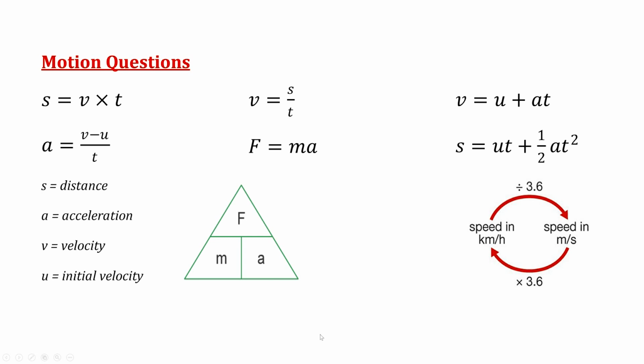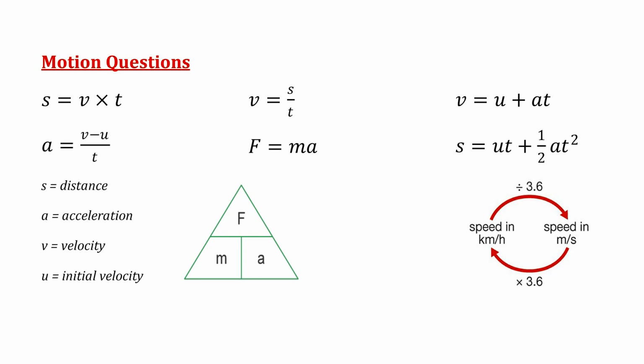The formulas are here. This can be a bit confusing. So in these physics equations, S represents distance, A is acceleration, V is velocity, and U is initial velocity. So we've got distance equals velocity multiplied by time. This is the same equation, it's just been rearranged. We've got velocity equals initial velocity plus acceleration multiplied by time. This is the same equation again, but we've isolated the acceleration.